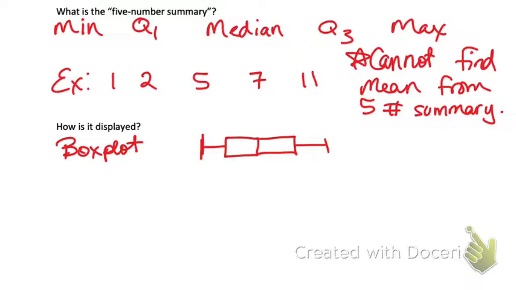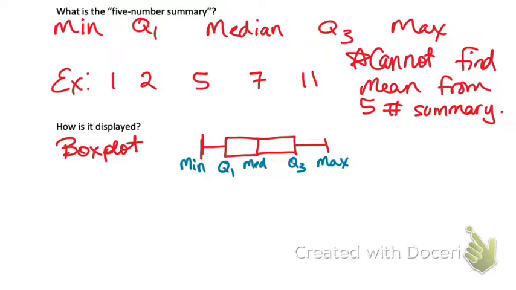So, where is the minimum? It's at the bottom of this whisker right here. Where's the Q1? It's at the beginning, the left end of the box. Where's the median? It's the line in the middle. Where's the Q3? The top of the box, or the end of the box on the right, and the maximum is here. Ladies and gentlemen, this is only one representation of an infinite amount of box plots that you might come across in your life.